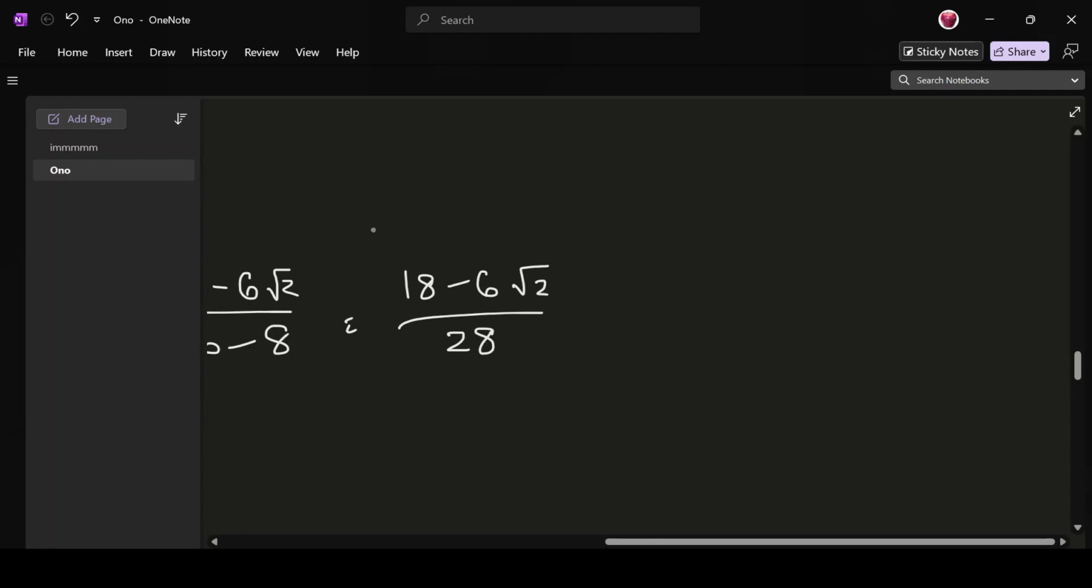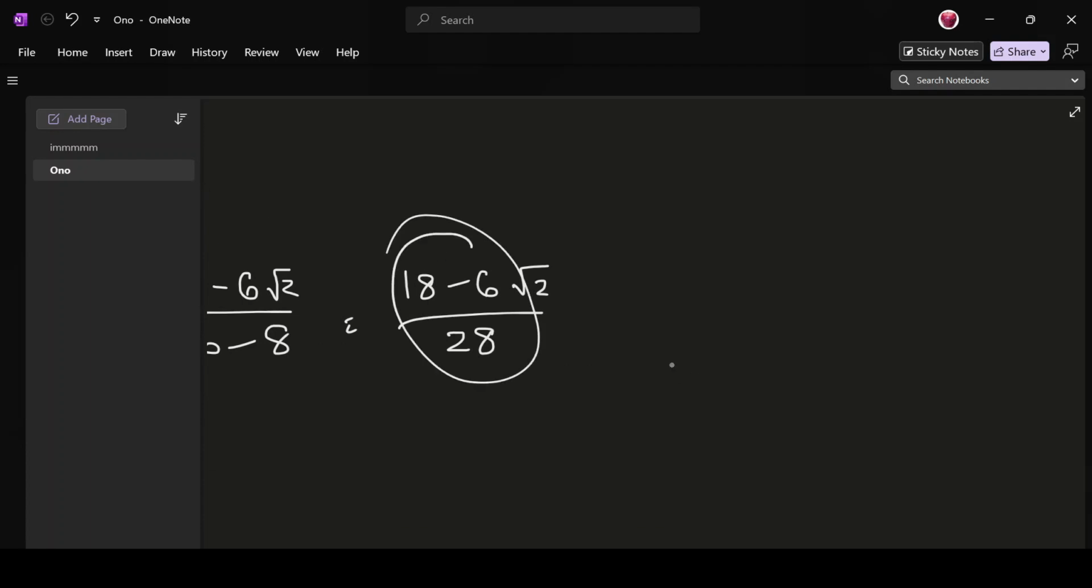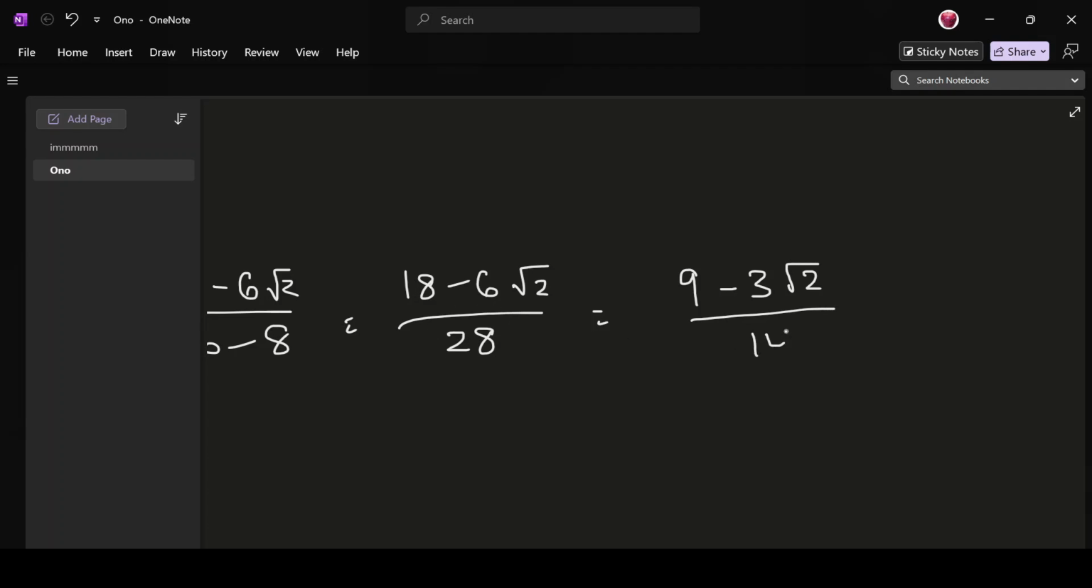Now take a look at our numbers right here. As you can see, they're all divisible by 2. So let's just do that. If a fraction is simplifiable, we have to simplify it. Since they're all divisible by 2, let's just divide them by 2. 18 divided by 2, that is 9. Negative 6 divided by 2, that's negative 3. Don't forget the root 2. Over 28 divided by 2, that is 14.